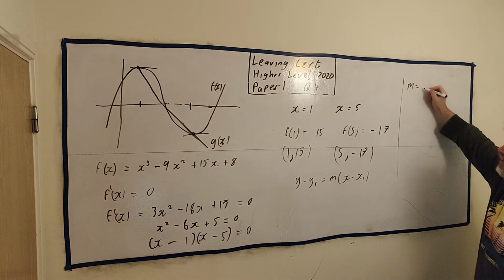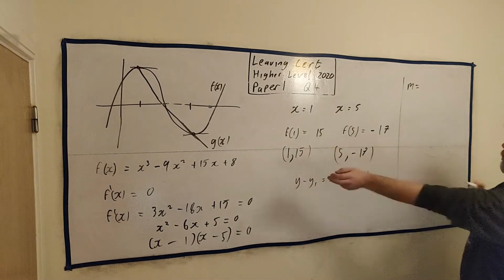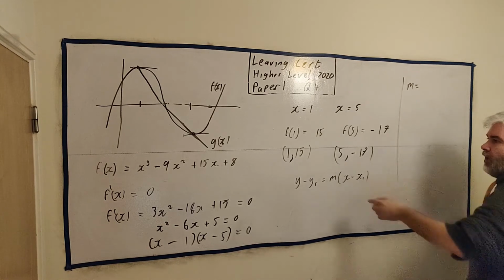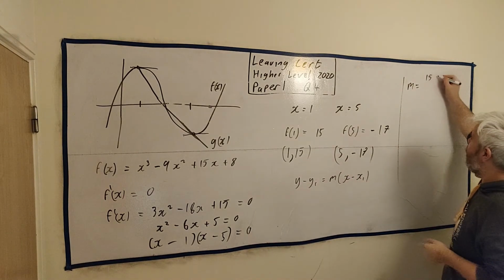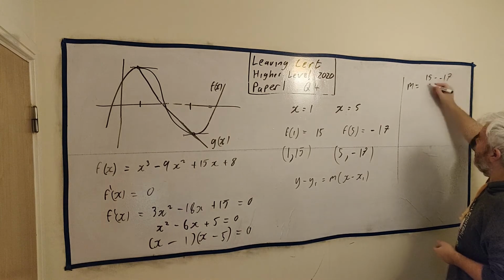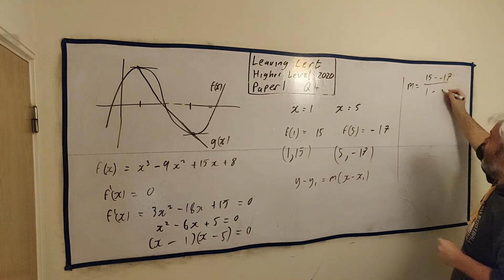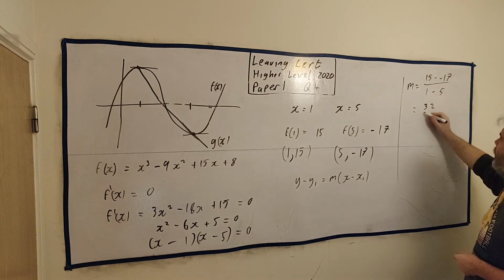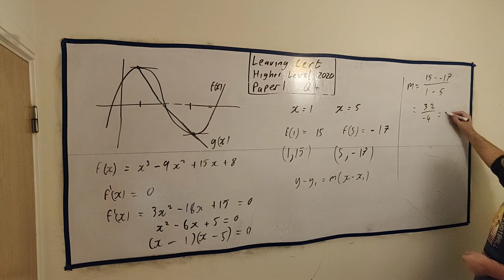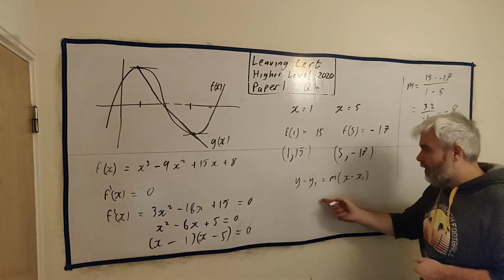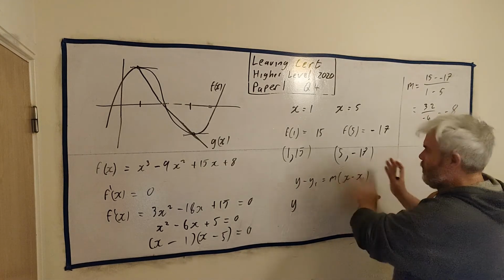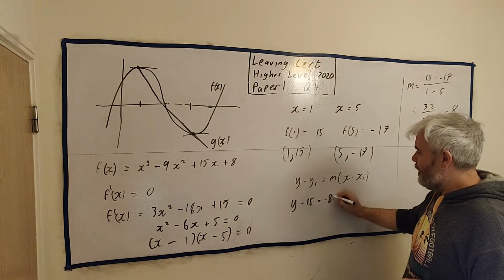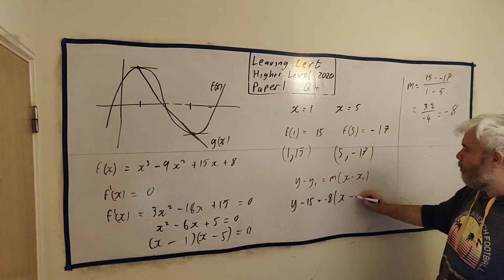We get m is equal to the formula y2 minus y1 divided by x2 minus x1. Let's do that. That's 15 minus 17 divided by 1 minus 5, which is equal to 32 divided by minus 4, which is equal to minus 8. Fill this in, we get y, pick whichever one, I'll pick this one. y minus 15 is equal to minus 8 times x minus 1.